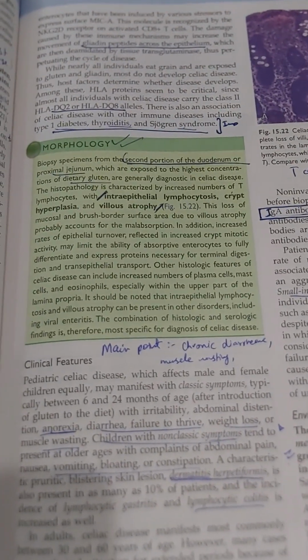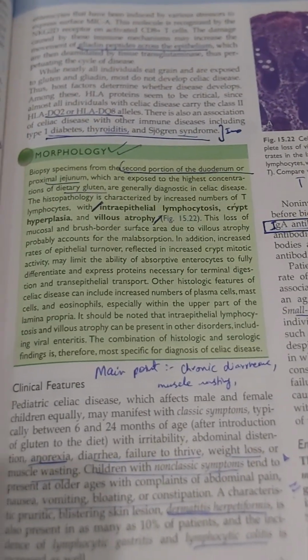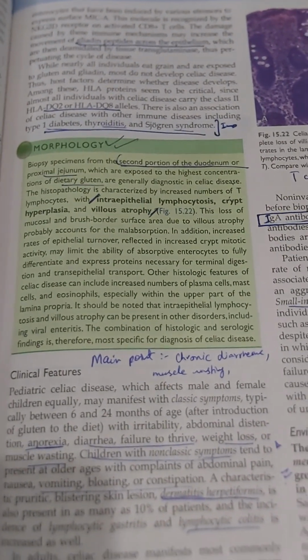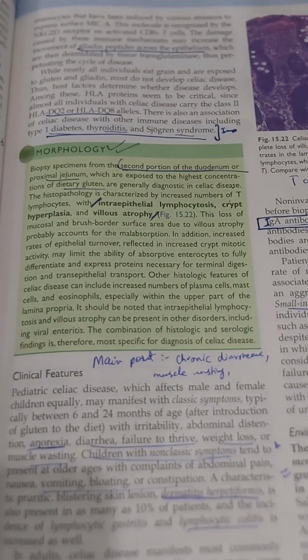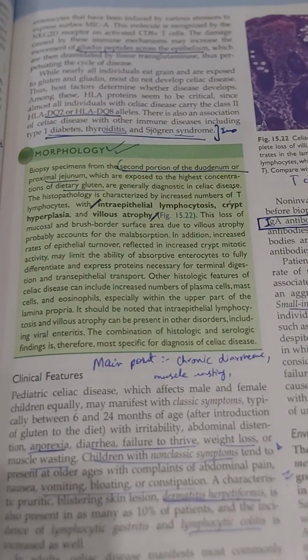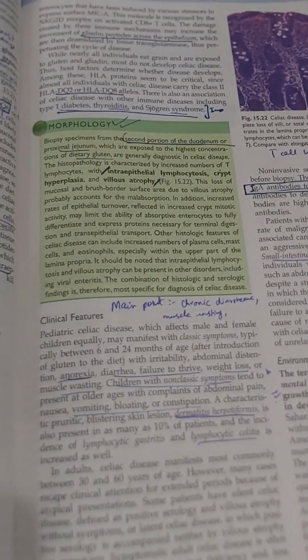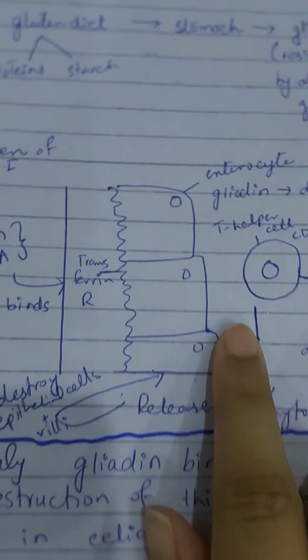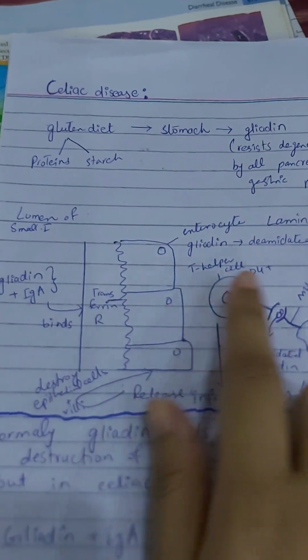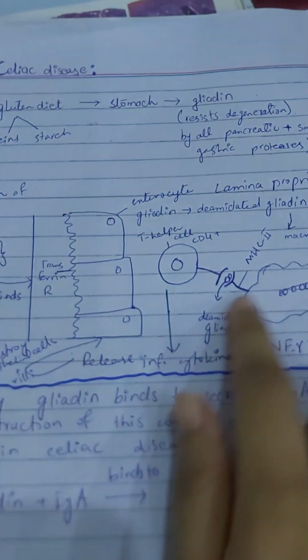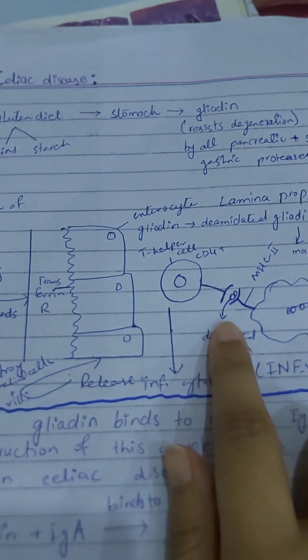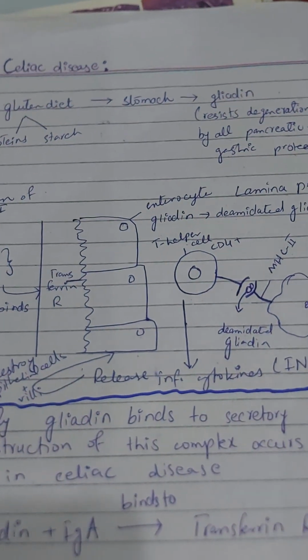Now what is evident in the histopathology of a celiac disease patient is that we have intraepithelial lymphocytosis, which means, as we have seen in this diagram, there is a whole complex cascade of events in the lamina propria leading to B cell and T cell infiltration. So we have intraepithelial lymphocytosis.